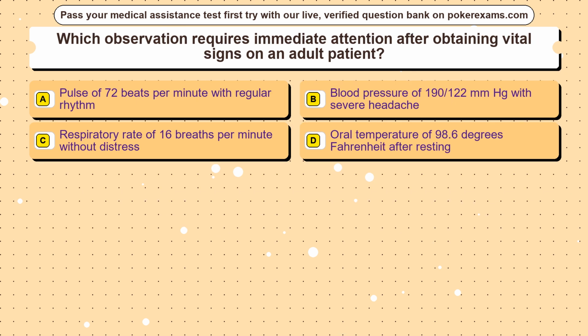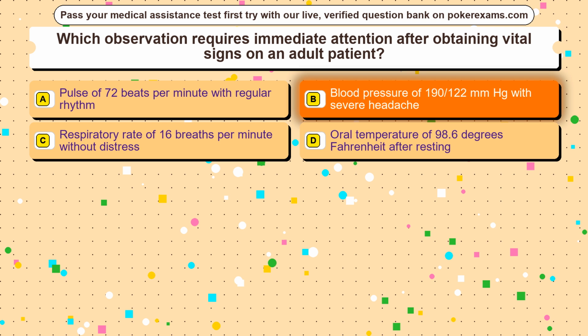Question 37. Which observation requires immediate attention after obtaining vital signs on an adult patient? Option A, pulse of 72 beats per minute with regular rhythm. Option B, blood pressure of 190/122 mmHg with severe headache. Option C, respiratory rate of 16 breaths per minute without distress. Option D, oral temperature of 98.6 degrees Fahrenheit after resting.